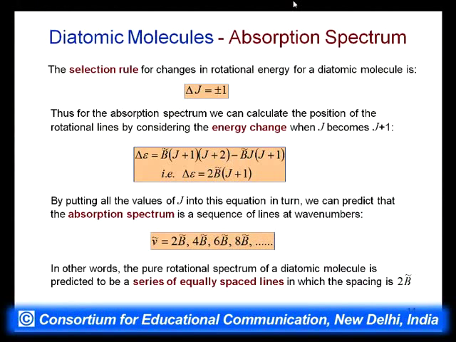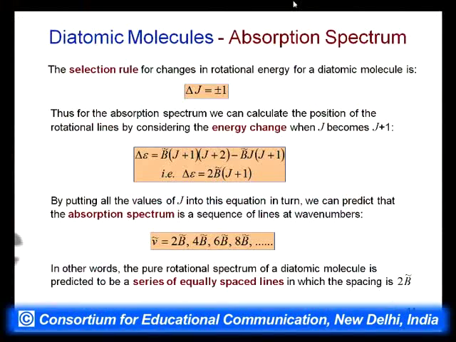So, thus for the absorption spectrum, we can calculate the position of the lines by considering the energy change when J becomes equal to J plus 1. When an absorption transition takes place from a particular J value, it goes on to J plus 1, and to find the energy change for this transition, we find the energy of the J plus 1 state by substituting J plus 1 for J in the expression B J into J plus 1 and subtracting the energy of the lower energy state, and what we find is that delta epsilon is equal to 2B (J plus 1). This means that you will have lines corresponding to different values of J.